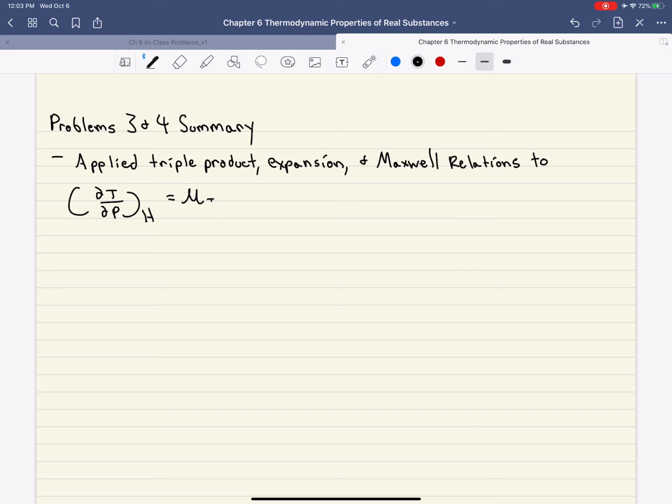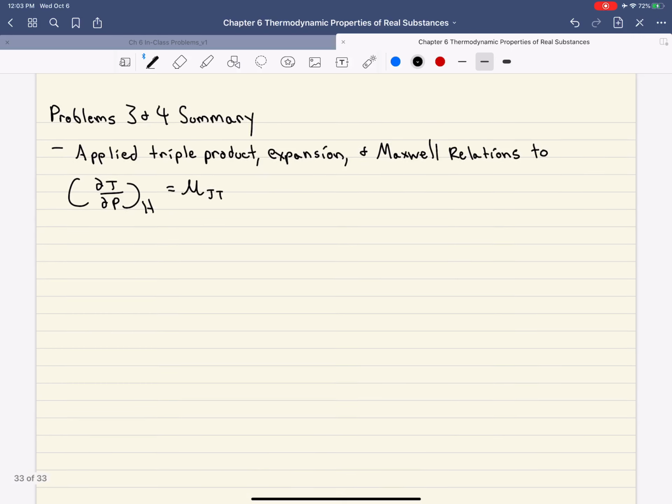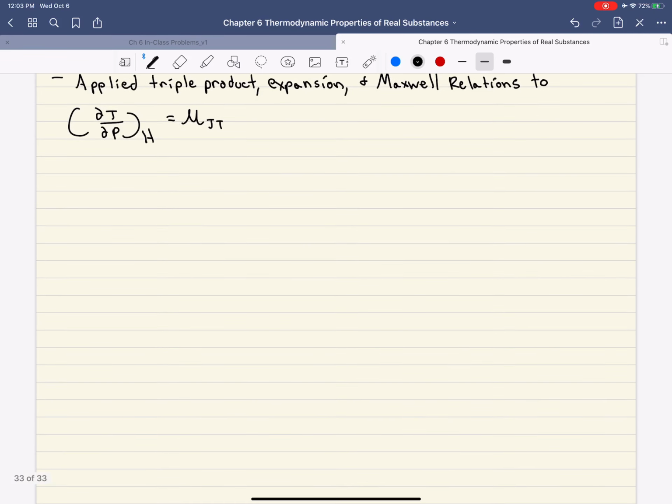Right? And so this partial derivative is a fairly famous one. It's called the Joule-Thomson coefficient, and it's useful whenever you have to analyze flow through a valve. Okay? So we derived a functional form of dT/dP at constant H. And in problem 4, we actually applied that functional form.